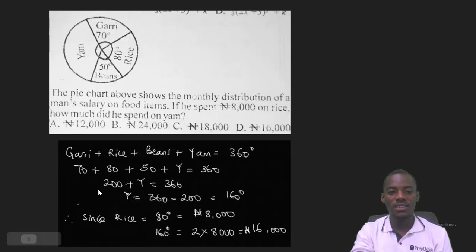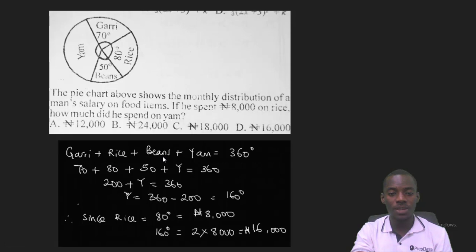Now the next one says the pie chart above shows the monthly distribution of a man's salary on food items. If you spend 8,000 on rice, how much did they spend on yam? Now 8,000 is for rice, right? What degree is for rice? Now you can see in the question 80 degrees for rice, but we don't know what degree is yam. That's the first problem. Now how will you know the degree for yam? Everything is 360, so sum everything up.